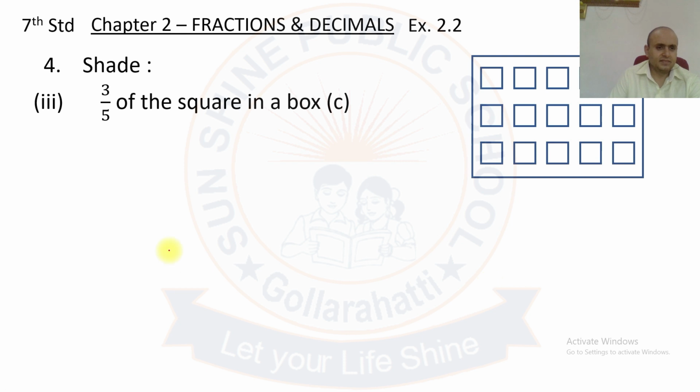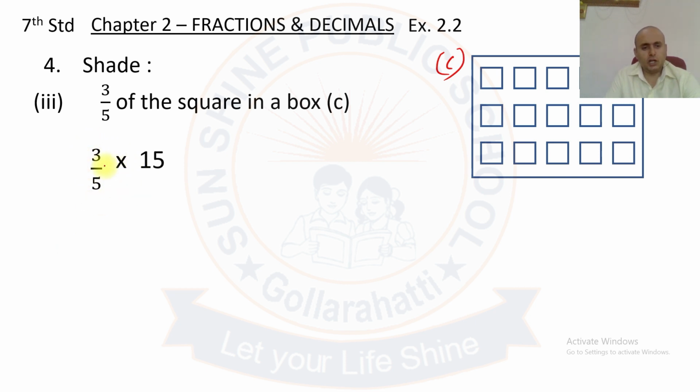Next question. Shade 3 by 5 of the squares in box C. So this is box C and you have to shade 3 by 5 of the squares. So I'll take 3 by 5 as it is and I'll count the boxes. That is 1, 2, 3, 4, 5, 6, 7, 8, 9, 10, 11, 12, 13, 14, 15. So we got 15 boxes. That is I should multiply 3 by 5 into 15.